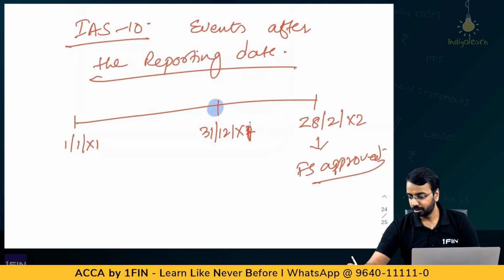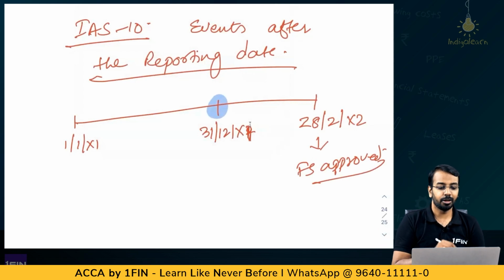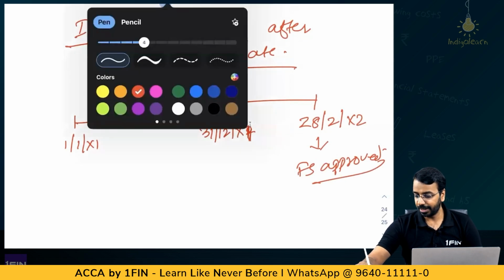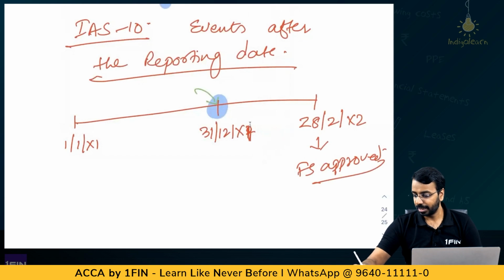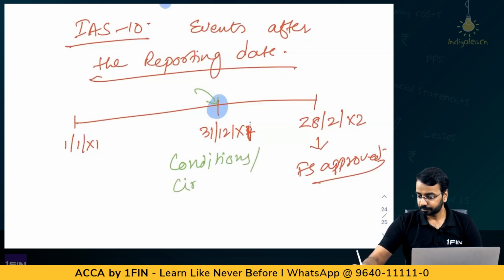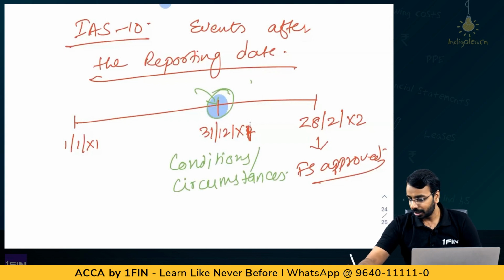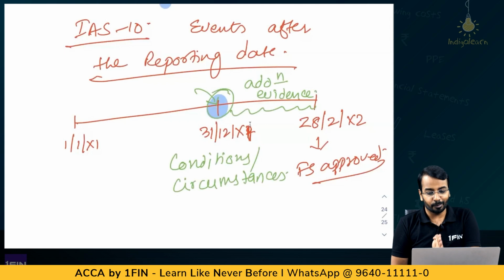Now the whole crux of the standard lies in understanding the concept that we are on the reporting date. On this particular date, are there any conditions or circumstances? So there must be a condition or circumstance on this reporting date about which we got additional evidence or information in the period after the reporting date but before the financial statements are approved for issue.